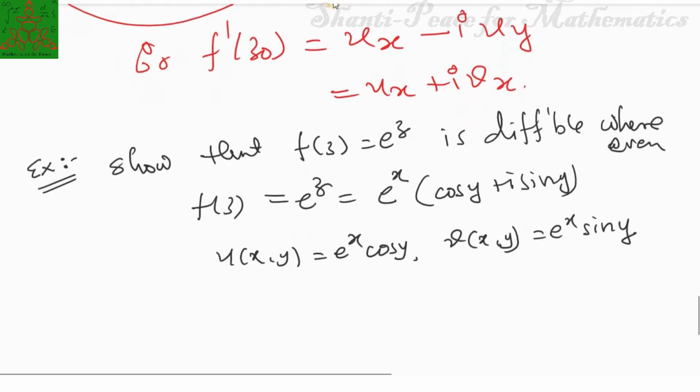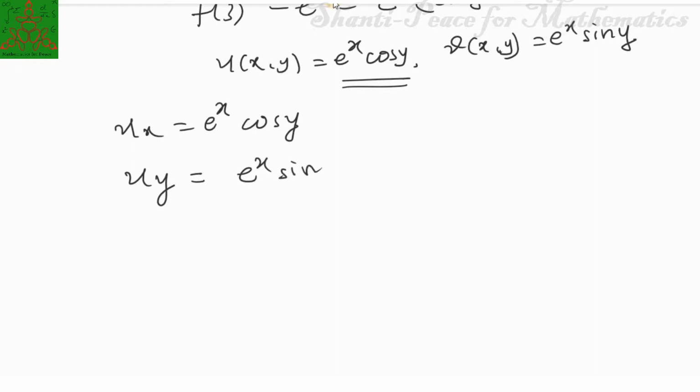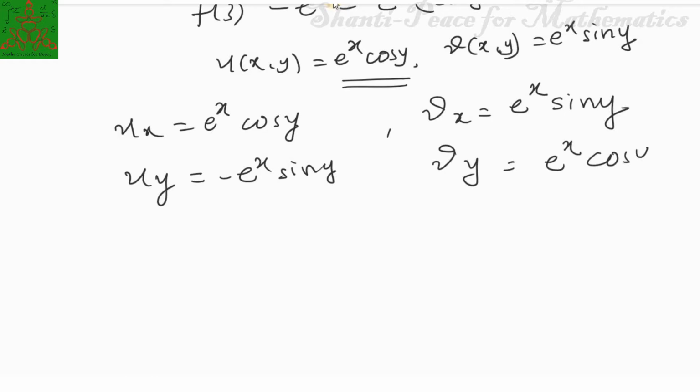So what you will have, u_x is e raised to x cos y, because the derivative of this with respect to x is e raised to x cos y. u_y is minus e raised to x sin y, v_x you will have is e raised to x sin y, and v_y is e raised to x cos y.